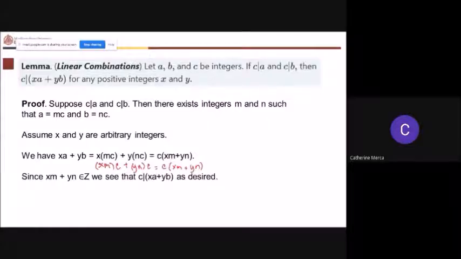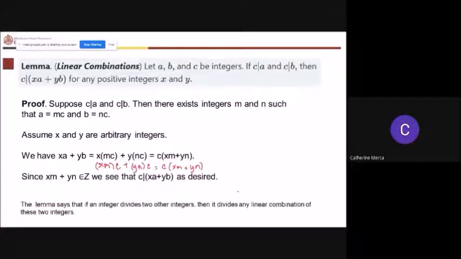Now, since xm plus yn, we know, is a sum of integers, it belongs to the set of integers. Then c times xm plus yn can be replaced as simply one integer, so that c divides xa plus yb as desired. Is the linear combination lemma clear? Meaning to say, if an integer divides two other integers, then it divides any linear combination of these two integers.